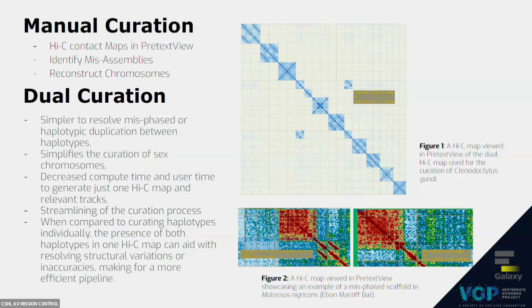And we've been using dual curation, which means we map the reads on the two haplotypes at the same time. This has several advantages. First, it's easier to see misassemblies. For example, you can see here, my scaffold should be straight, but I actually have a break. It's also easier to identify sex chromosomes.